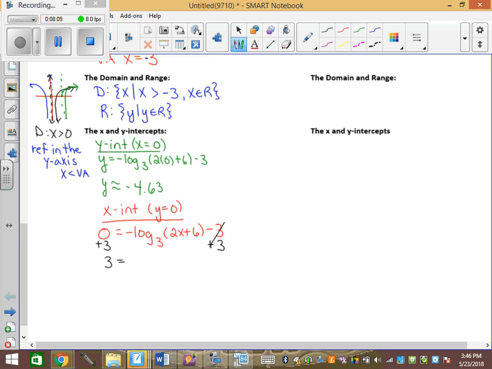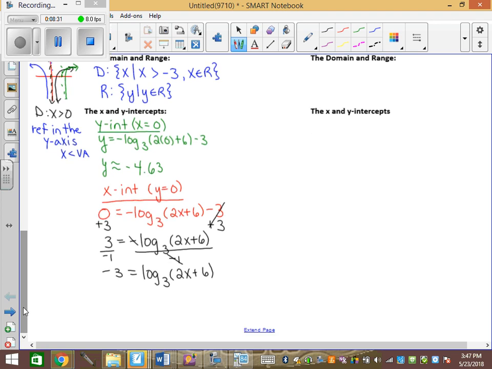Then I have 3 equals negative log base 3 of 2x plus 6. In order to change from log to exponential, I have to have a log by itself with a positive 1 in front. So I'm still going to have to divide by negative 1 first, and I'm going to get negative 3 equals log base 3 of 2x plus 6. Now I can convert to exponential because it's in the right form. So I get 3 to the negative 3, because the base of my log becomes the base of my exponent. What's with it stays with it, so the 2x plus 6 is what it equals, and it's to the exponent of negative 3.